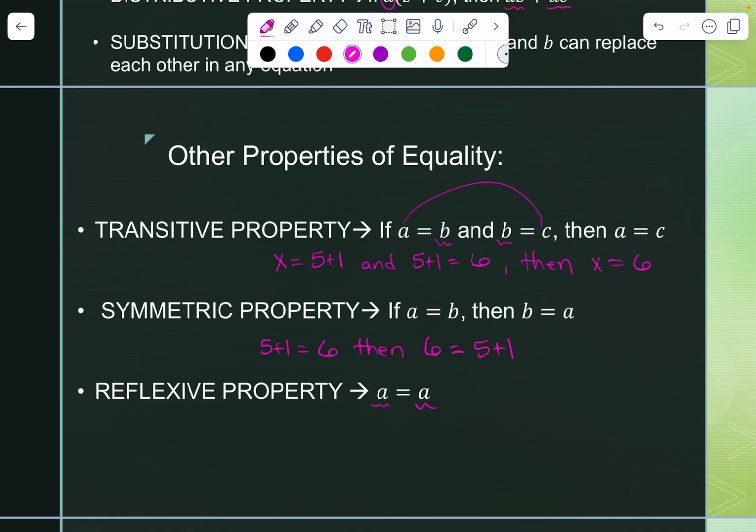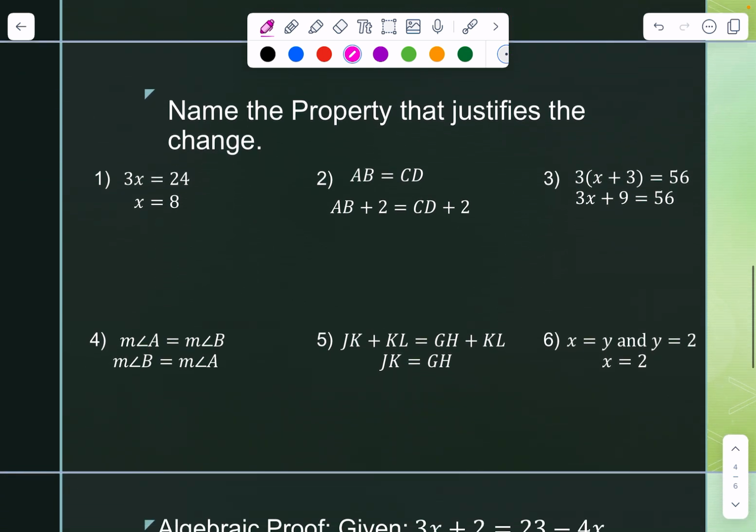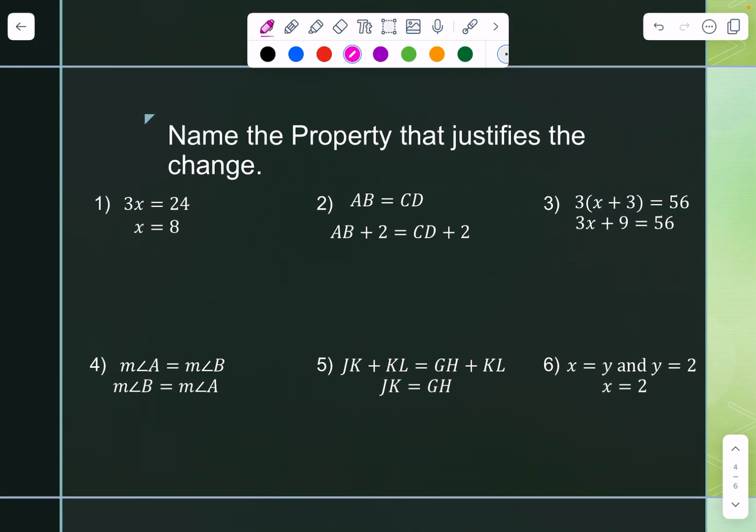The reflexive property is just that, like a reflection. It is the exact same thing equal the exact same thing. So 7 equals 7. X equals X. That's our reflexive property. Okay. Now, what we're going to start off with is we're going to look and see if we can figure out what property justifies the change.